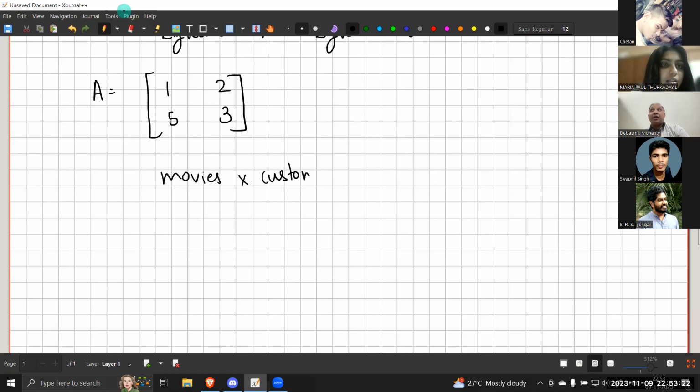Then I'm analyzing the similarities between movies. Or if you think of e-commerce, I'm looking at similarity between products. So A transpose A allows us to, in some sense, see relationships between the columns in the rectangular matrix. Whereas A A transpose will be N cross N.